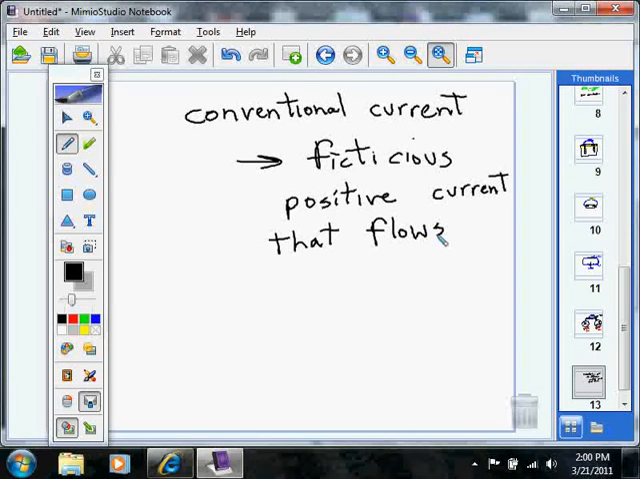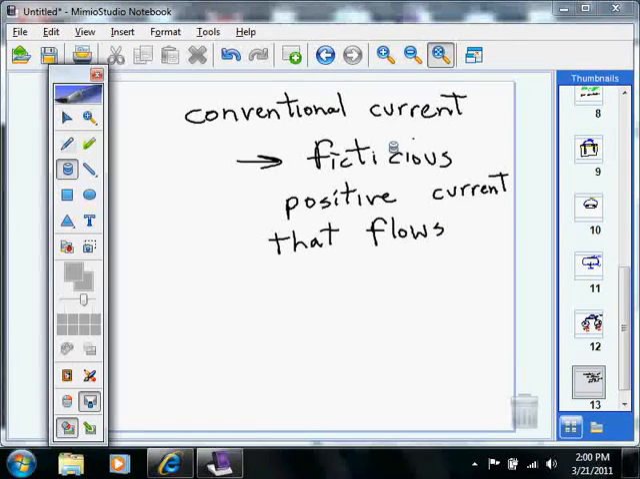When I say fictitious, I mean it's not real. There is no positive charge flowing in the opposite direction. It's a T, not a C. It is a T. That's what I said first. Come on, Reed. What are you doing?